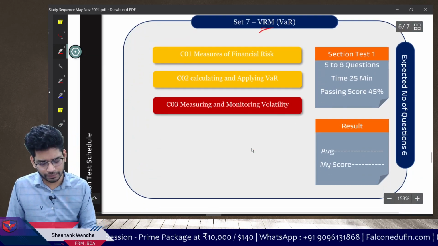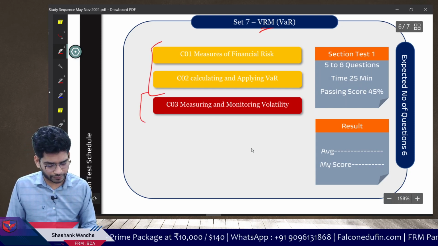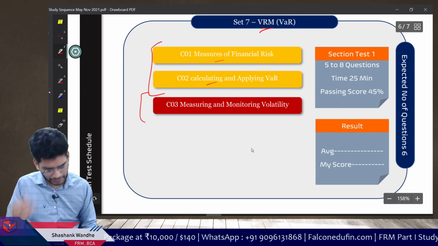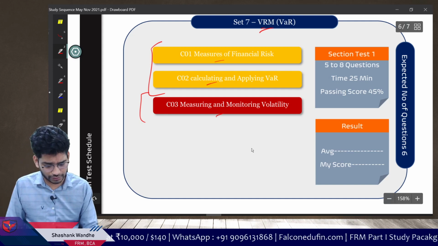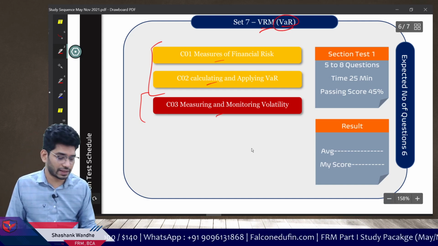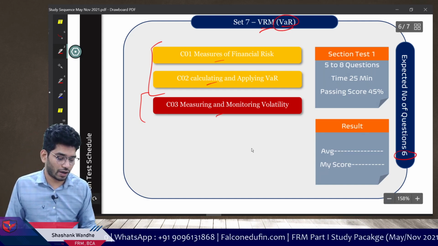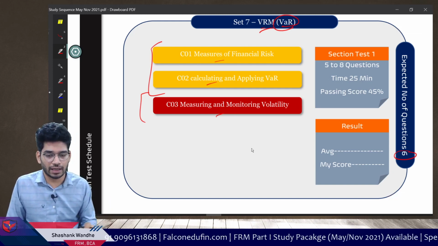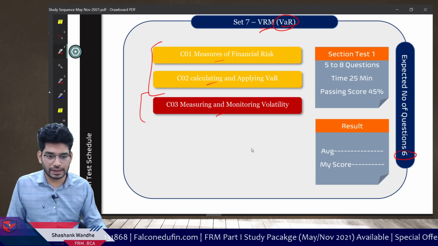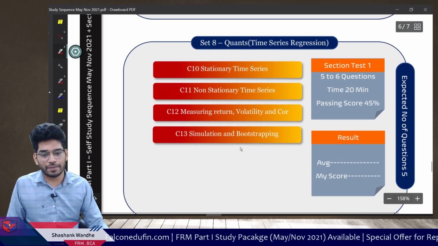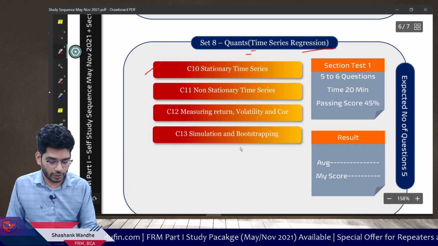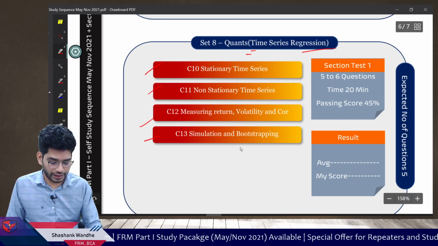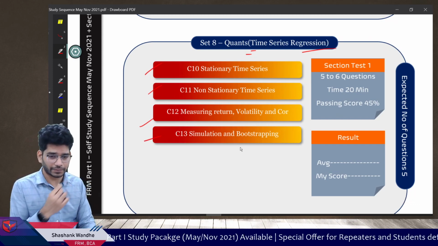Then we have VRM. In VRM, you have measures of financial risk, calculating and applying VAR, and this is specifically for VAR, value at risk. Just remember, these 3 topics account for more than 6 questions. I'm saying the expected number of questions as 6, but you might get more than 6.